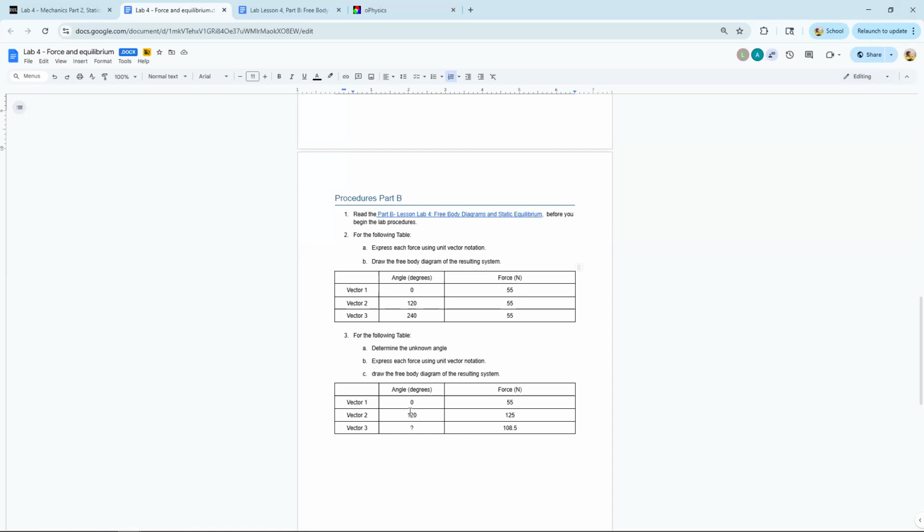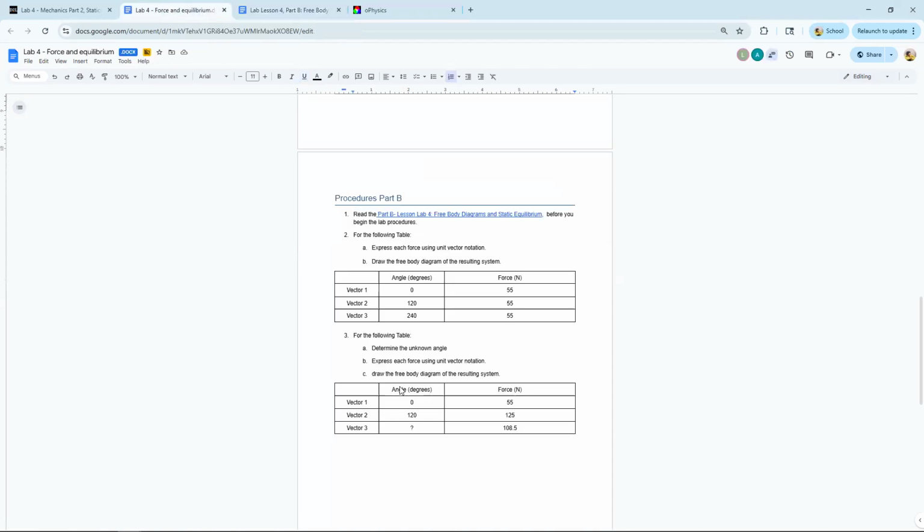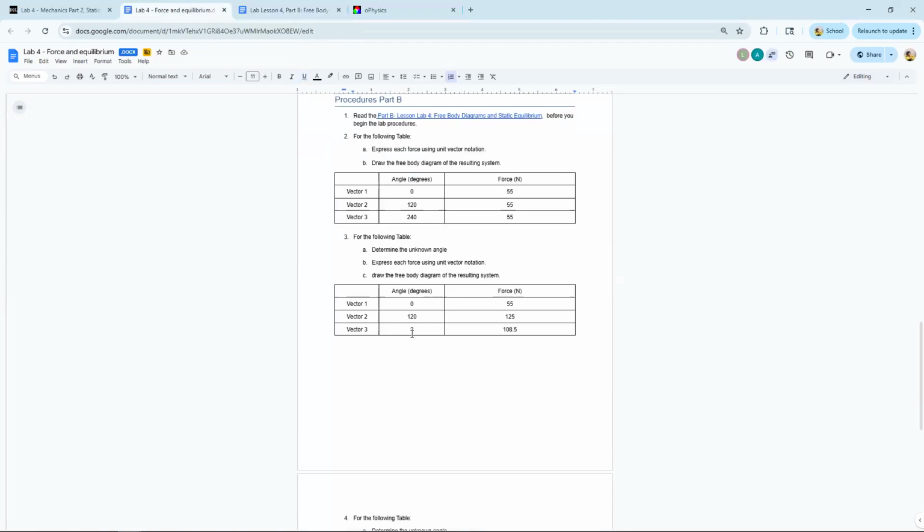After finding the components, you are going to set all X components added together equals 0, and all Y components added together equals 0. And then you are going to find the unknown value in that case. At the end, when you find the unknown vector, as an example the X component and Y component for the third vector, you can use the Pythagorean theorem to find its magnitude, and also you can use the simulation again to find the angle in case you are looking for the angle.